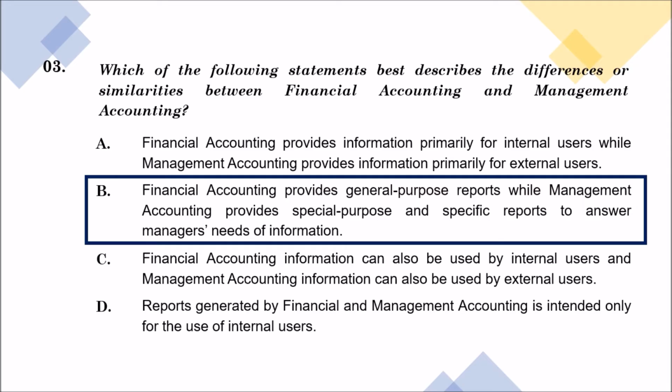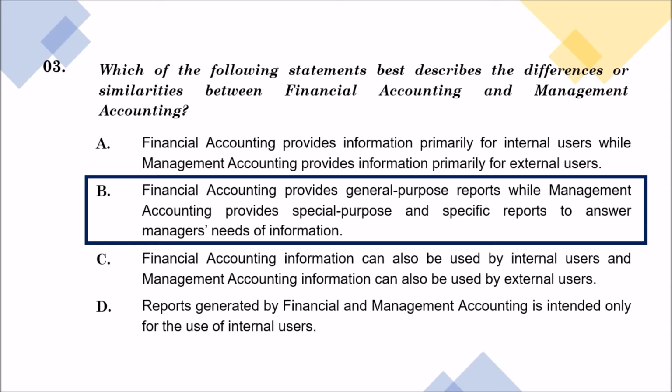And when we cater the information needs of managers, we report to the internal users of accounting information. Always remember that financial accounting reports to the external users of accounting information, while management accounting reports to the internal users. That's why letter A is incorrect, because financial accounting provides information for external and not internal, while management accounting provides information for internal, not external. Letter C, financial accounting information can also be used by internal users. That's correct. Financial statements can be used by managers, but the reports being generated for managers cannot be used by external users because those are company secrets.